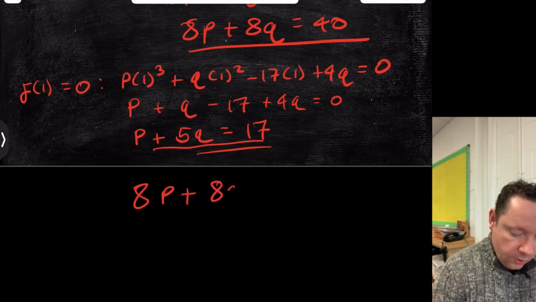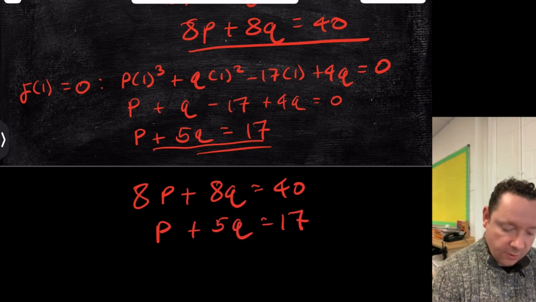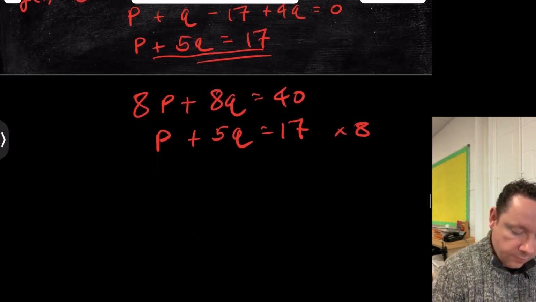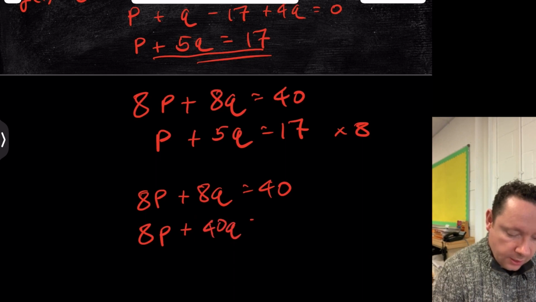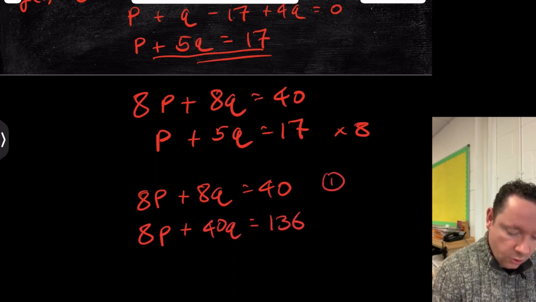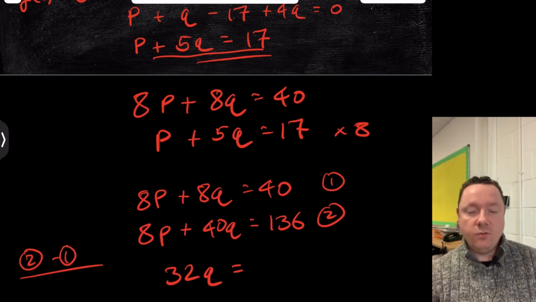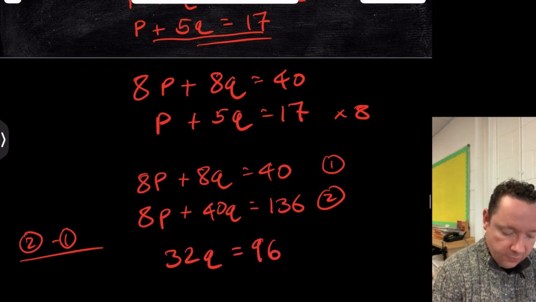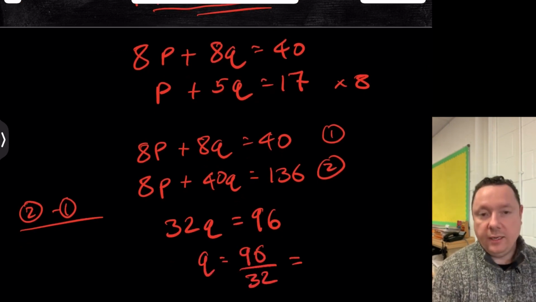8p plus 8q equals 40, and p plus 5q equals 17. So we can either eliminate the q's or eliminate the p's. I'll just eliminate the p's by timesing this one by 8. So that gives me 8p plus 8q is equal to 40, and 8p plus 40q is equal to 136. Call that 1 and 2, and we're just going to do 2, take away 1. So that gives me 40 minus 8 is 32q, and 136 minus 40, 96. So therefore we can just say that q is 96 over 32, which is 3.